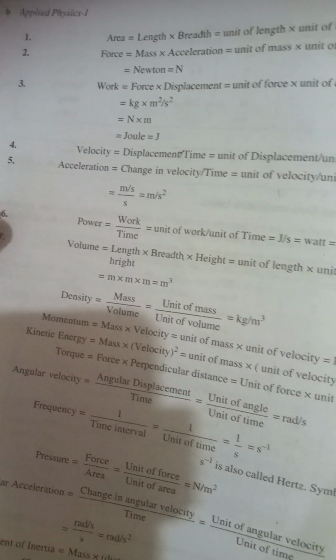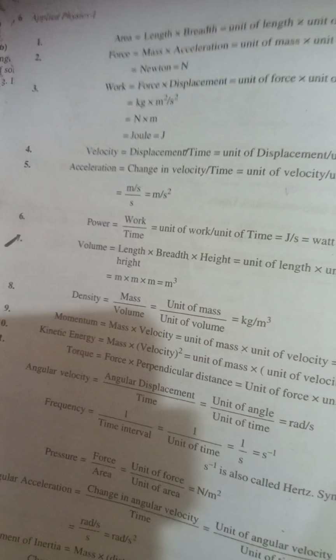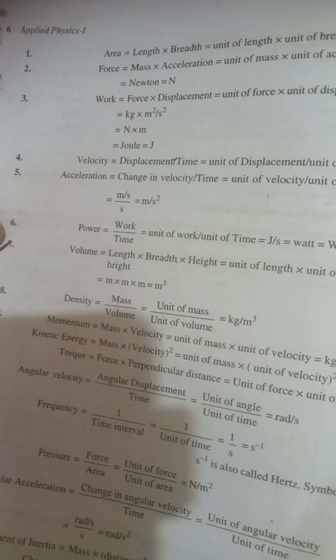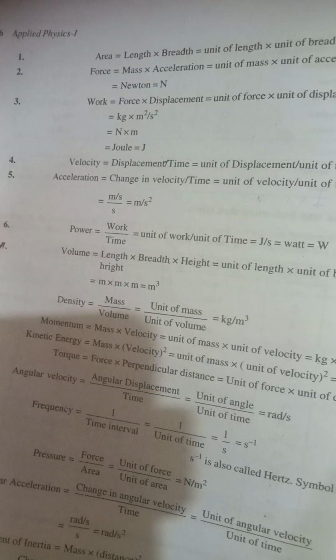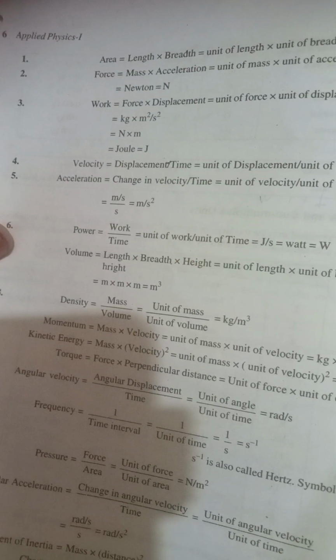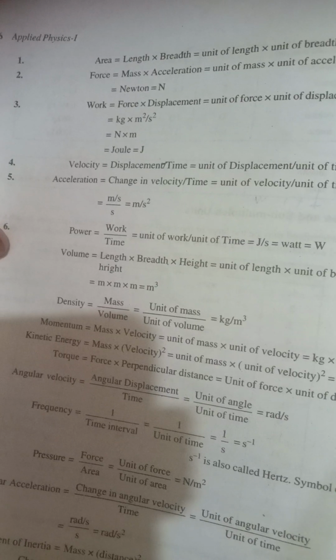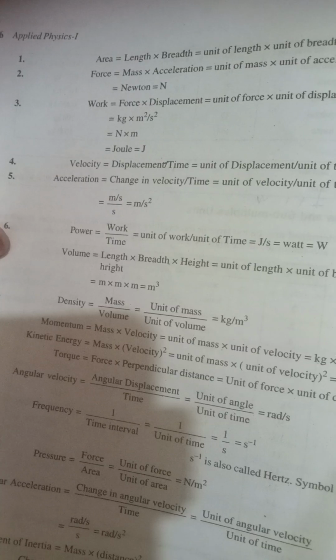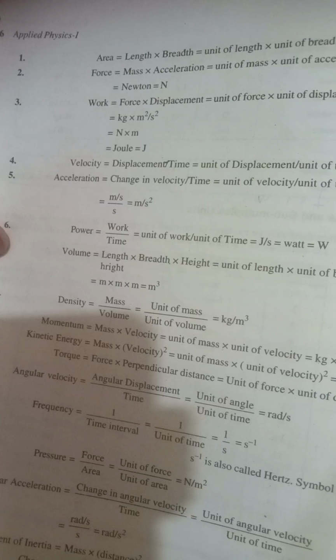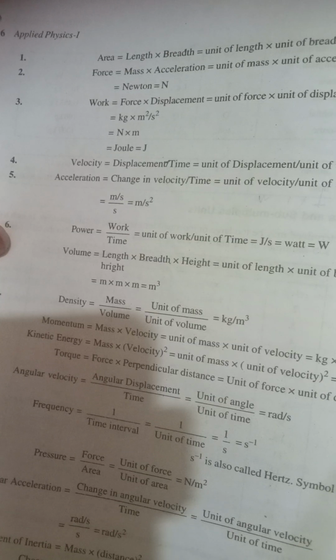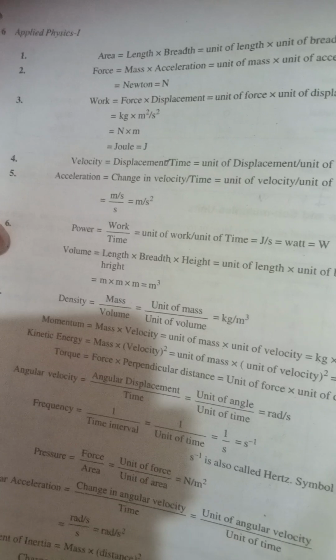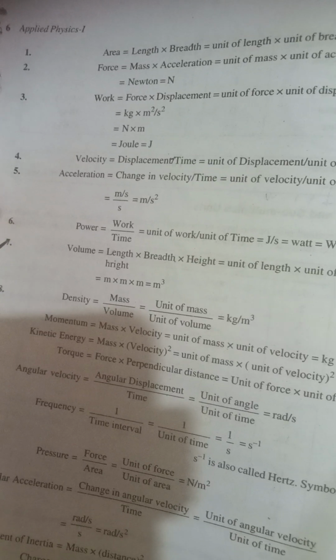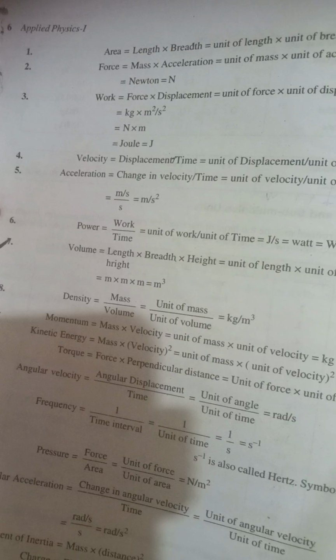Momentum is mass into velocity, unit of mass into unit of velocity, kg into meter per second. Kinetic energy is half mass into velocity whole square, unit of mass into unit of velocity square, kg into meter square per second square. Torque is force into perpendicular distance, and its unit is Newton meter. Angular velocity is angular displacement upon time, unit of angle upon unit of time, radian per second.